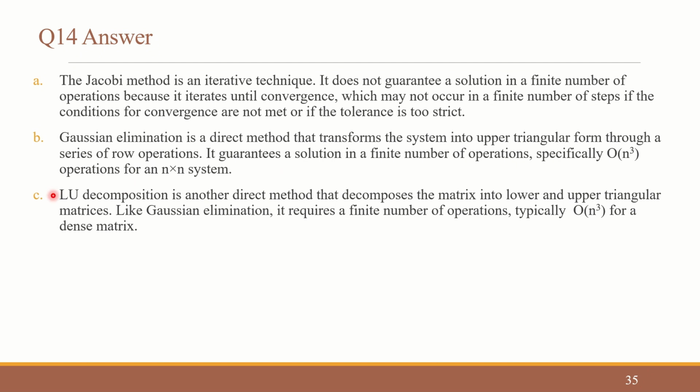So the third one is LU decomposition. LU decomposition is another direct method that decomposes the matrix into lower and upper triangular matrices. Like Gaussian elimination, it requires a finite number of operations, specifically of order n cube for a dense matrix. So Gaussian elimination and LU decomposition give the solution in finite steps of order n cube, whereas Jacobi method is an iterative method and it does not converge till we get the solution.